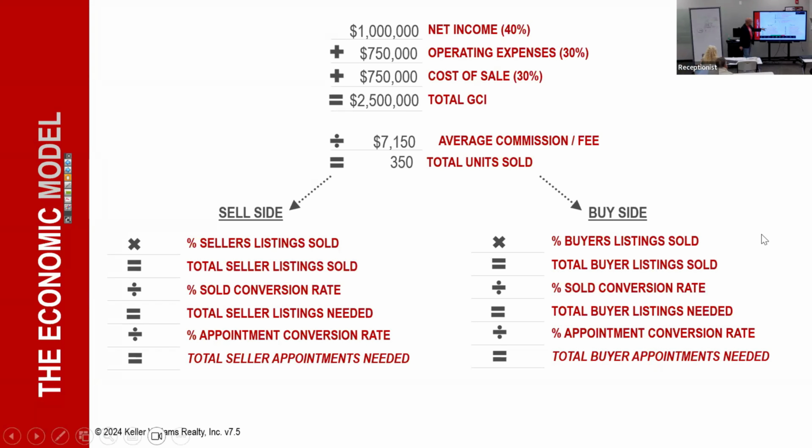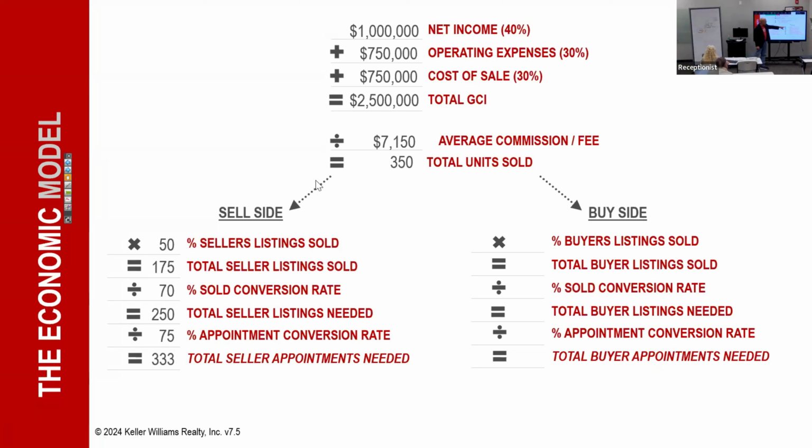All right, so go down here now. If sell side is 50%, we're going to have to sell 175 of these 350 at a 70% conversion rate. We're going to need 250 listing appointments to get 175 listings. Follow me? And then 75% of those closing would be 333. Can you get this out of the way real fast?